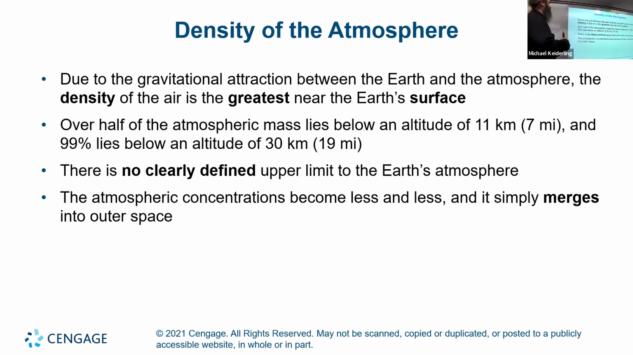But because of this gradual thinning, there's no clearly defined upper limit to the Earth's atmosphere. It just sort of peters off into space. We can draw an arbitrary line for what we've designated space. It's at 100 kilometers. Basically, the atmospheric concentrations become less and less, and it will simply merge with outer space. So the arbitrary line for "I have gone to space" is 100 kilometers.